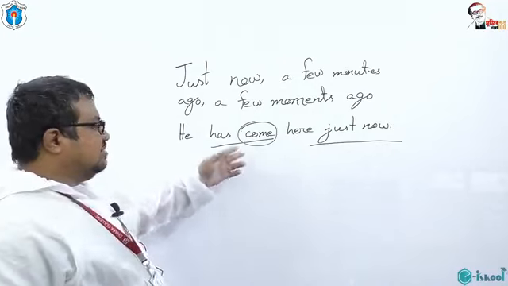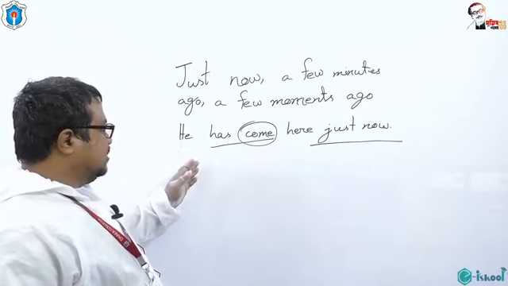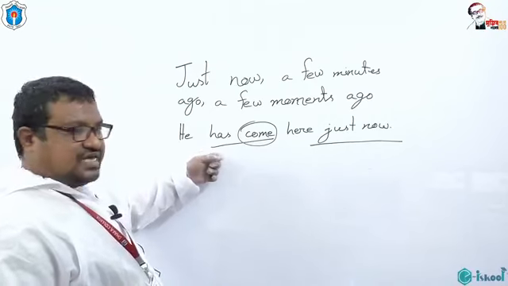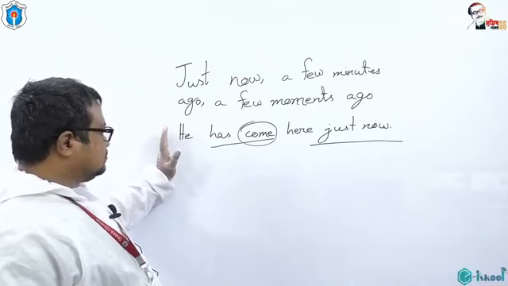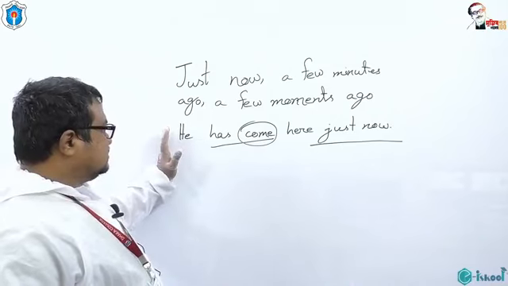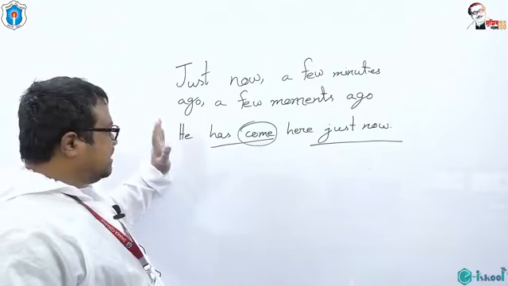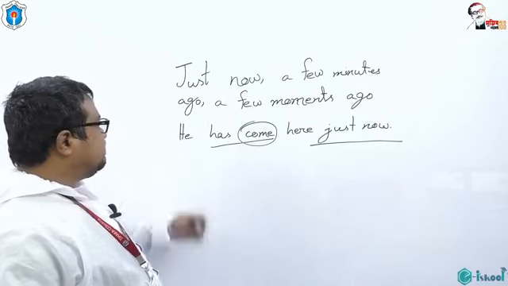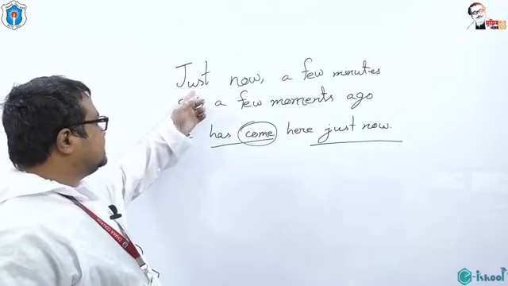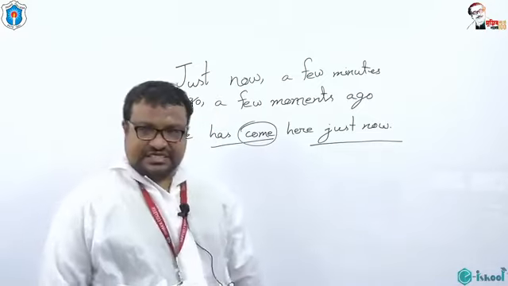He has come here just now. When I am saying just now and has come, we are using present perfect tense here. So we will use present perfect tense in case of such phrases like just now, a few minutes ago, a few moments ago, etc.